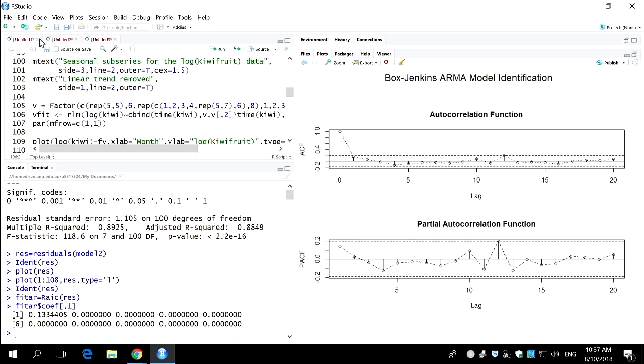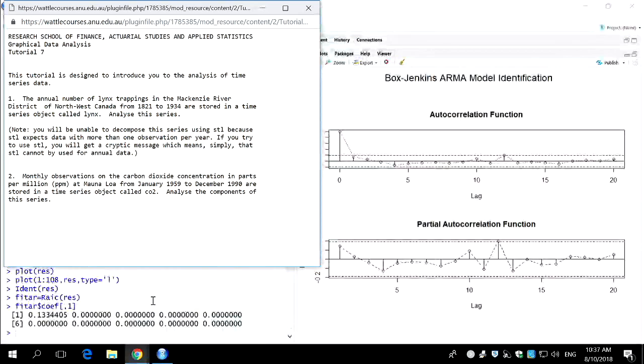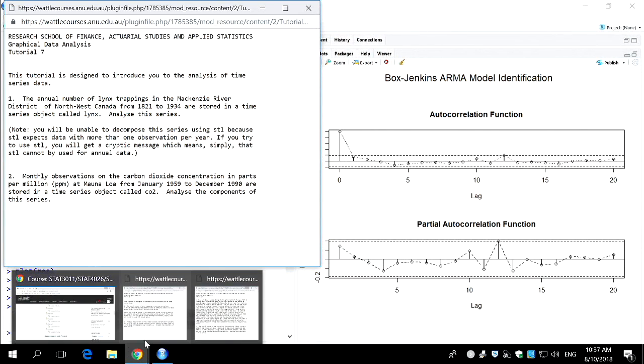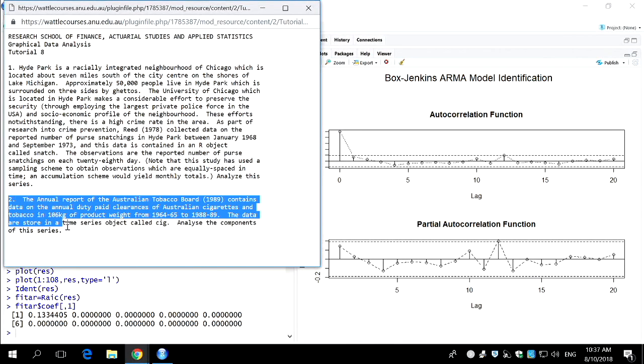All right, I want to look at a different data set. So I'm going to look at the tutorial. I'm going to start with tutorial 8 instead of tutorial 7. I'll tell you why. I'm actually going to look at the second data set here. And the reason I'm going to do that is because it's probably the one that's most like the assignment data.